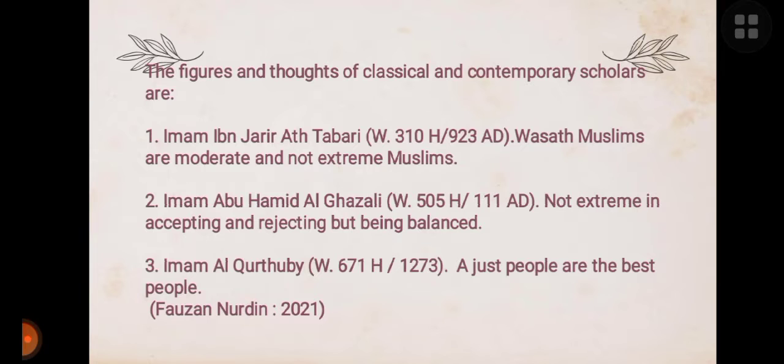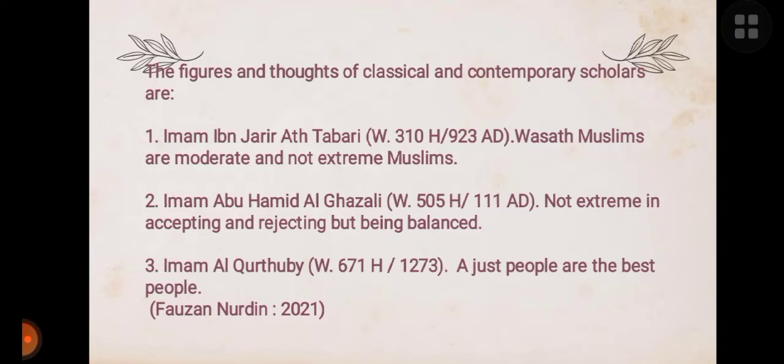Then the third point is about the thoughts or opinions of classical and contemporary scholars in Islamic moderation education. First, Imam Ibn Jarir at-Tabari, who argues the Wasatiyah Muslims are moderate Muslims because they are in the middle position in all religions. They are not an extreme group that is excessive like the extreme attitude of Christians, with monks who reject the world and their nature as human beings. Muslims are also not like the Jews, who change the books of Allah, kill the prophets, and disbelieve in him.